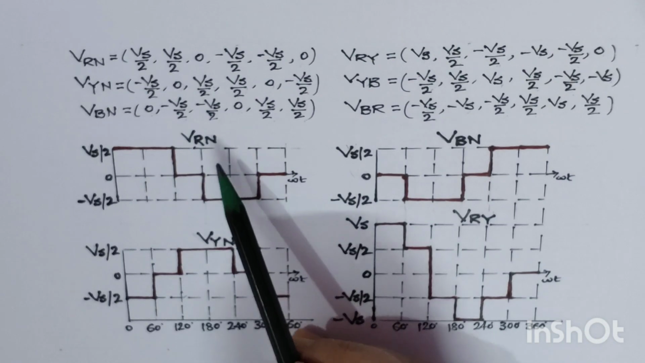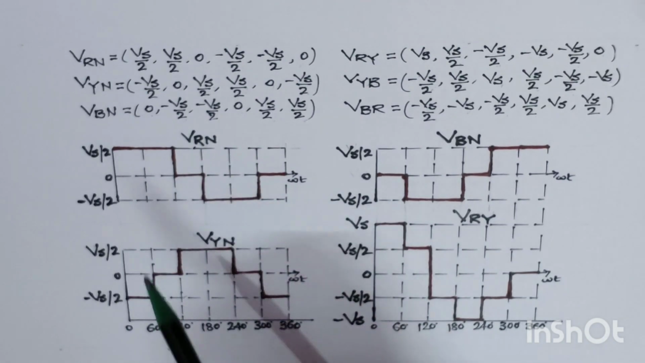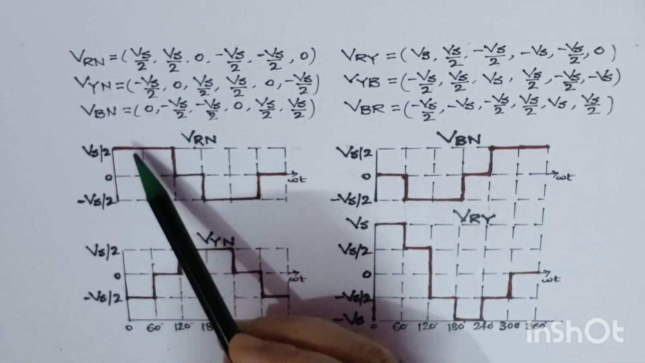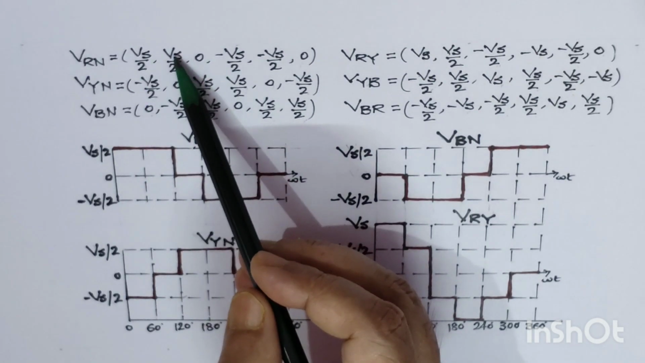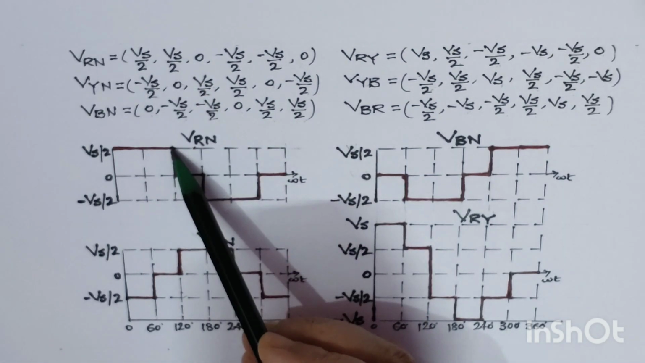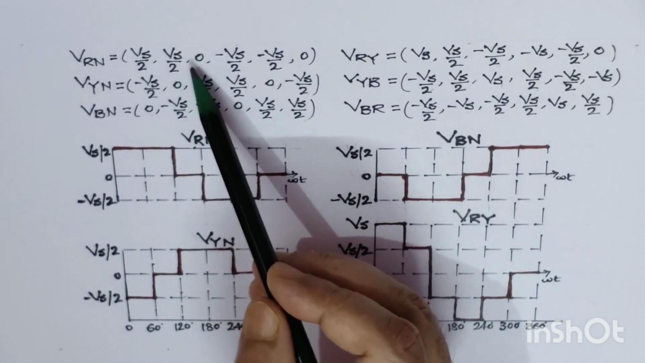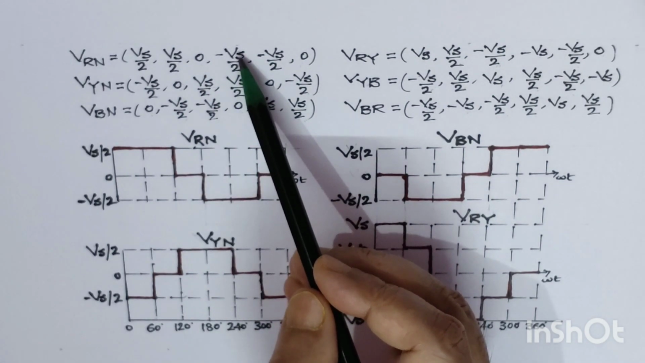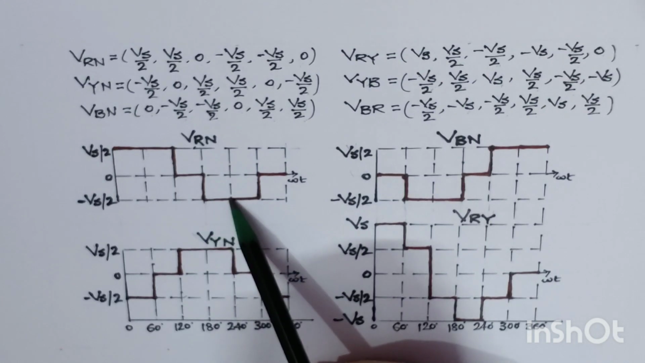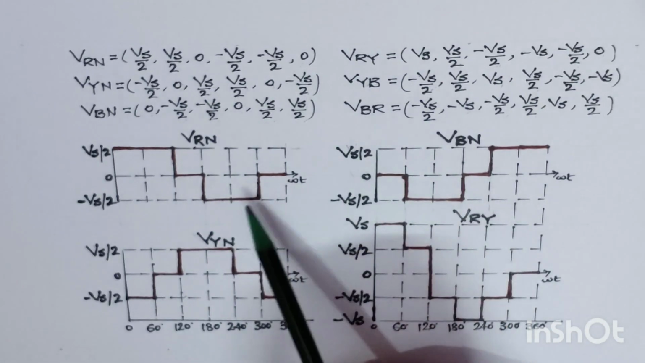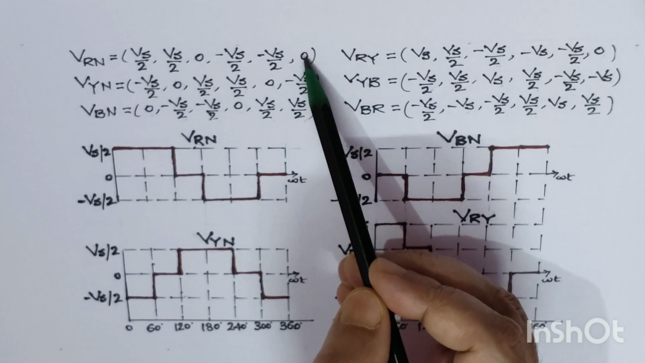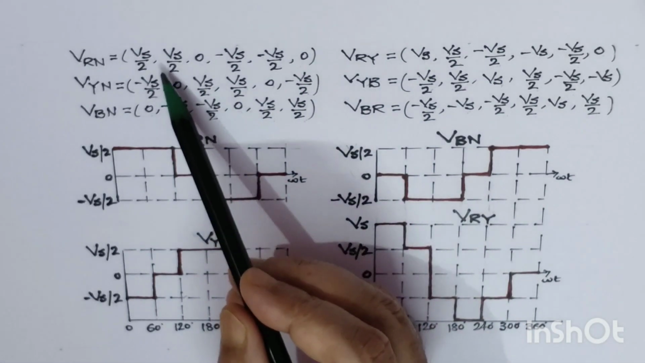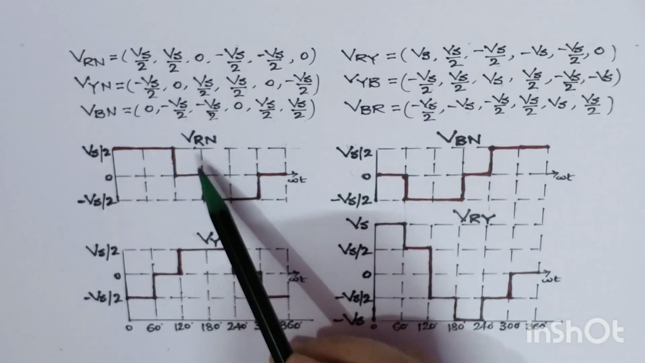How? First we have plotted the voltage VRN. What is VRN? This is the phase to neutral voltage. In the first step we have Vs by 2, then again for the next 60 degree interval we have Vs by 2. Then for the next 60 degree we have 0 voltage. Then for the next 60 degree we have minus Vs by 2, again for the next 60 degree minus Vs by 2, and then for the next 60 degree we have 0. So we have plotted this waveform for the phase to neutral voltage, that is VRN.